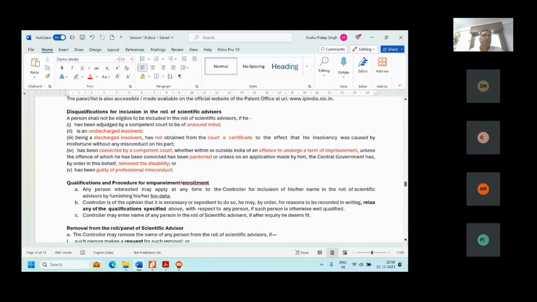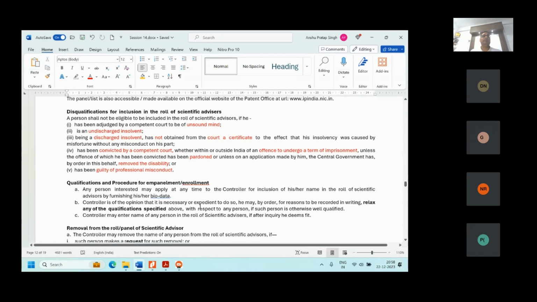Then, if you have been convicted for some imprisonment, unless you have been pardoned or that disability has been removed by the government, you cannot be on the roll of scientific advisors. Or if you are guilty of professional misconduct, you cannot be a scientific advisor.